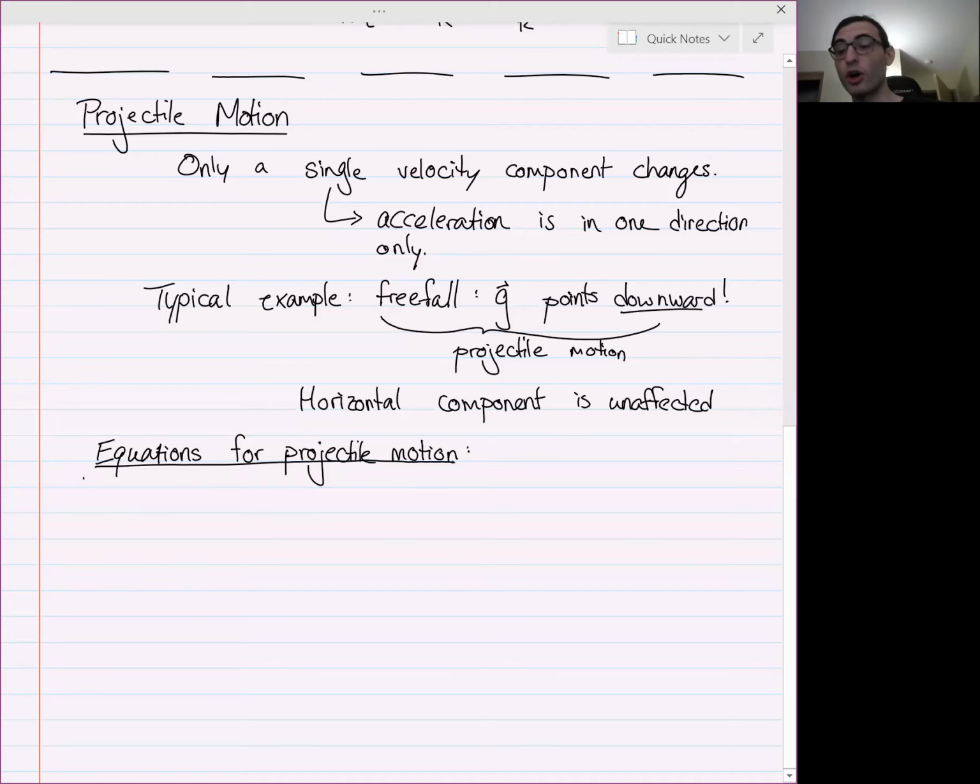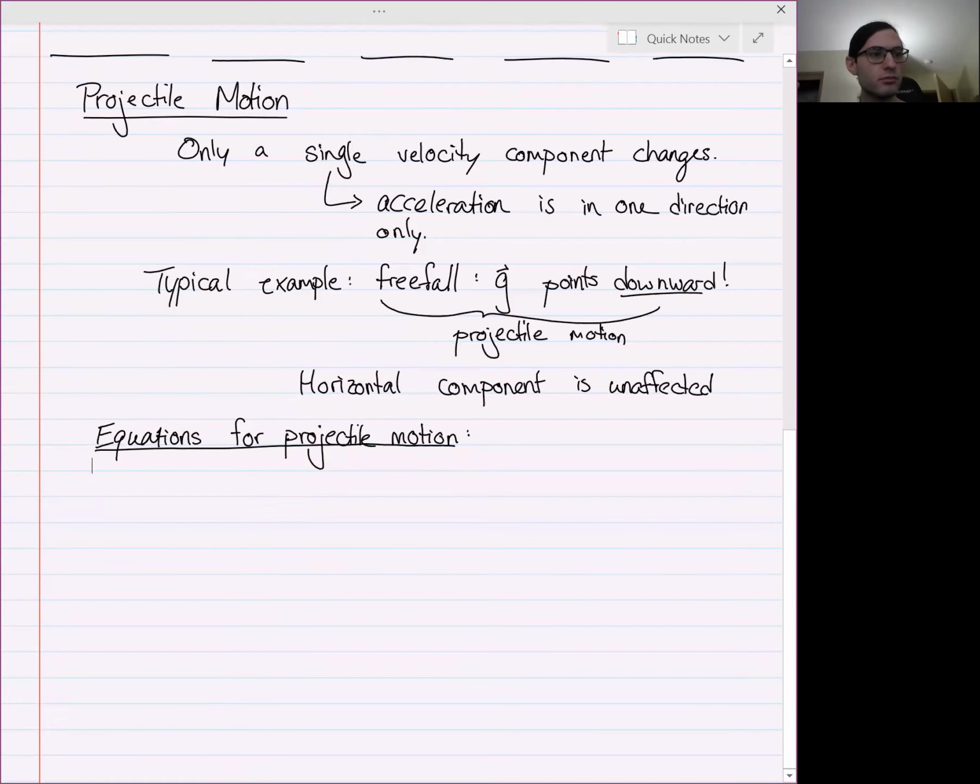So just as before, we're going to start with a constant acceleration. Let me rewrite this. This is for projectile motion, because when someone says projectile motion, what they really mean is free fall. So when I say projectile motion, I'm often going to be referring to some sort of free fall on a body with some constant gravitational field.